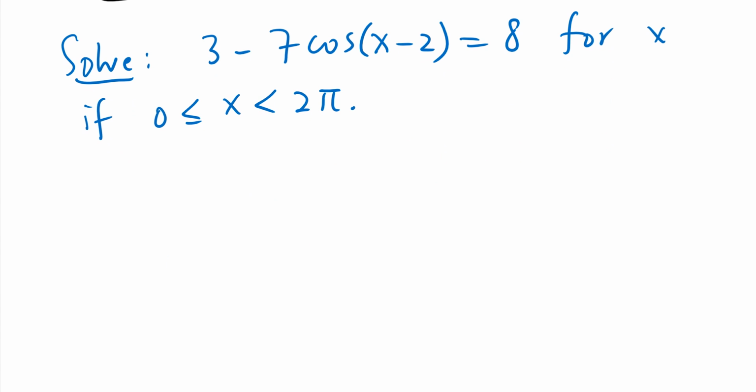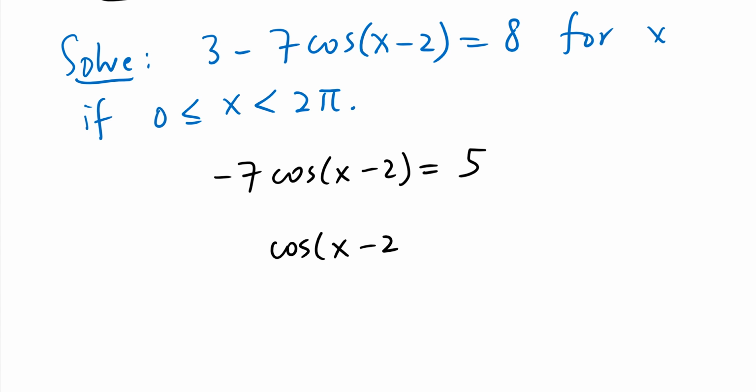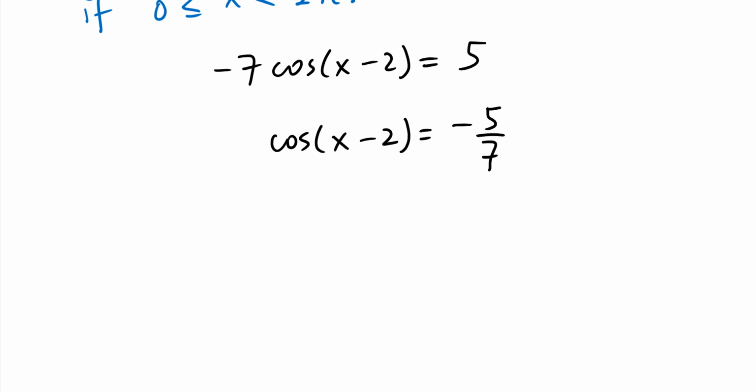So the first thing I would do is subtract 3 on both sides. When I subtract 3, that gives me 5. Then divide both sides by negative 7. So it's negative 5 over 7. Now I'm facing another value that I'm not familiar with, negative 5 over 7. If it's 0, negative 1, 1, 1 half, square root of 3 over 2, square root of 2 over 2, those ones are okay. We are familiar with those numbers, but not negative 5 over 7. Is that bigger than 1? No, it's not. Is it less than negative 1? No, it's not. You can divide on the calculator and see it.